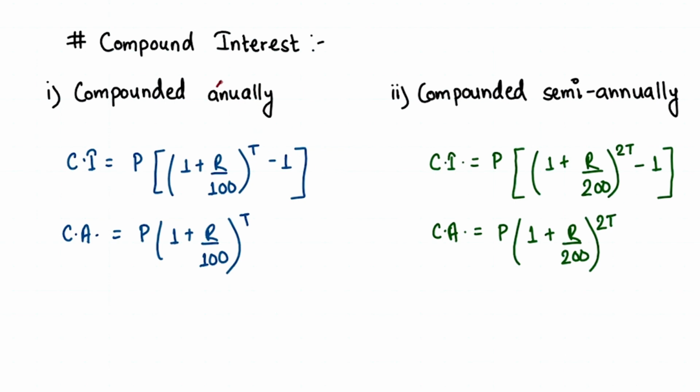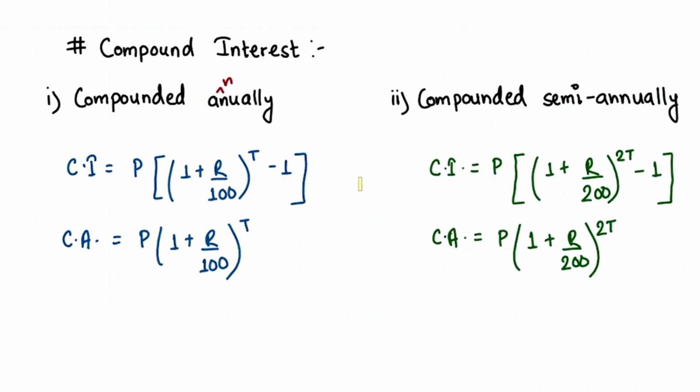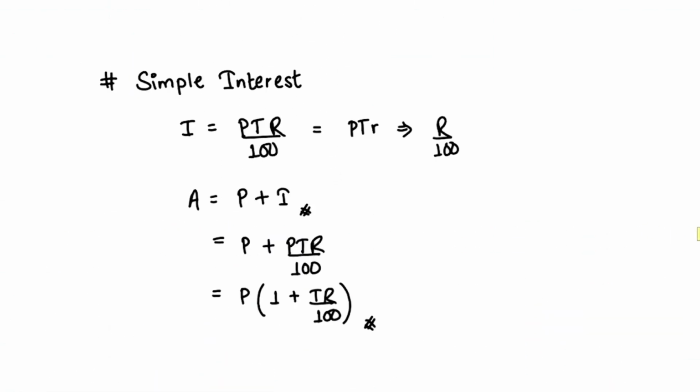Here I made a small mistake, okay? There are 2 N's in annually, not just 1 N. So in this way, these are the formulas to calculate compound interest compounded annually and semi-annually. Similarly, this is the formula to calculate the simple interest.